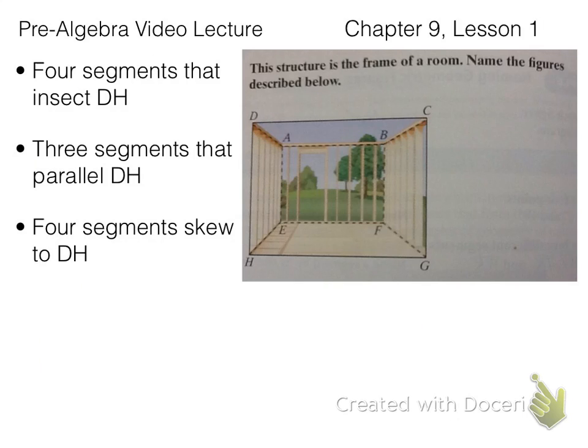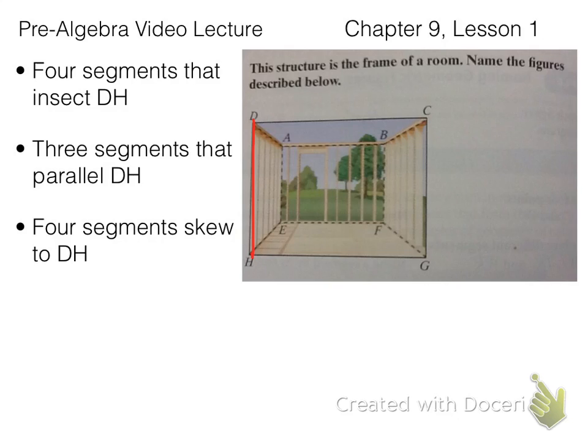All right, moving on. Name four segments that intersect DH. I didn't actually pick that one. The book did. It just happens to be my initials. So, four segments that intersect DH. Well, here's DH right here. So we need four segments that intersect that line.